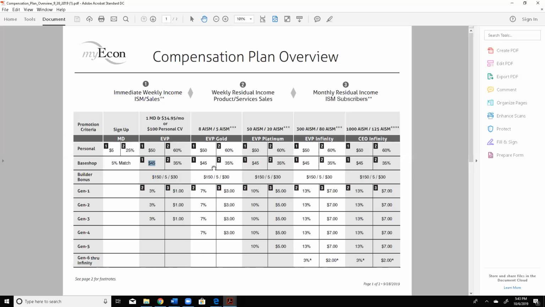All right. And then you got the other positions. You got the EVP Gold. We're gonna go through that today. EVP Platinum, Infinity, CEO, all that stuff. We're gonna go through that another night because it's way too much. Let's start off with the easy stuff first.